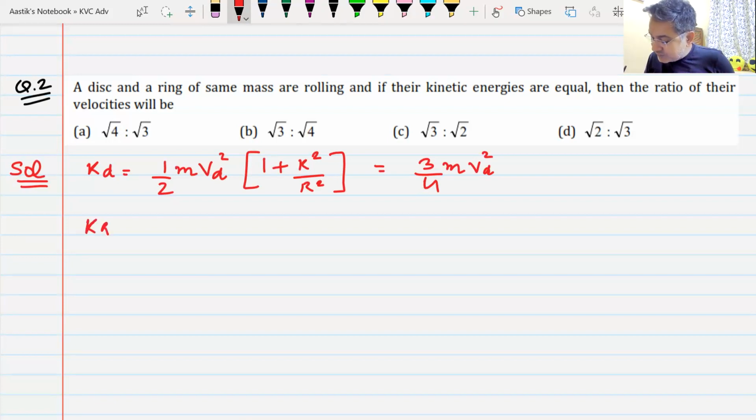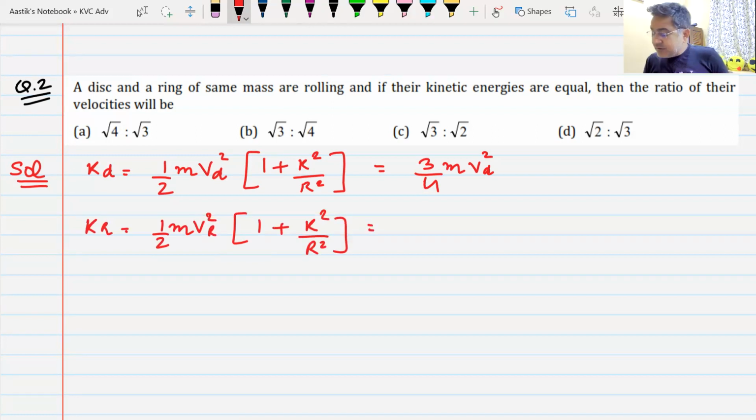Kinetic energy of the ring, half m, velocity of ring square, 1 plus k square by r square. The easiest way to remember this: here k square by r square is 1. So if I do this, I will get m into velocity of ring square. Yes or no? Yes, sir.